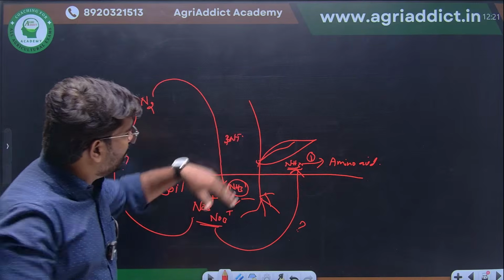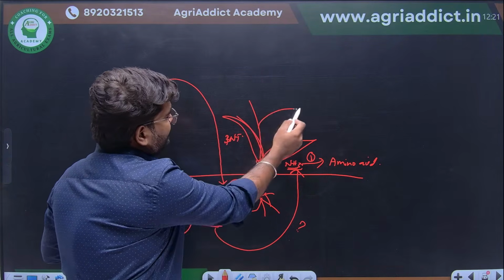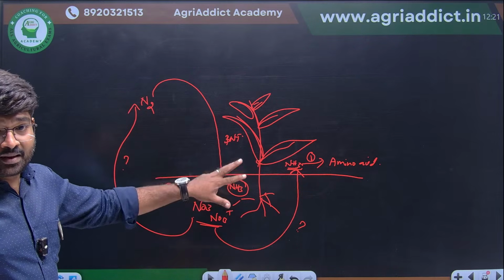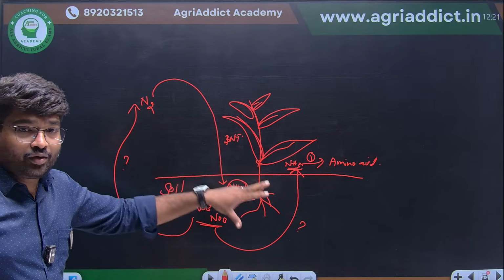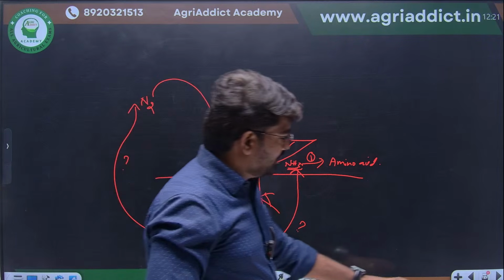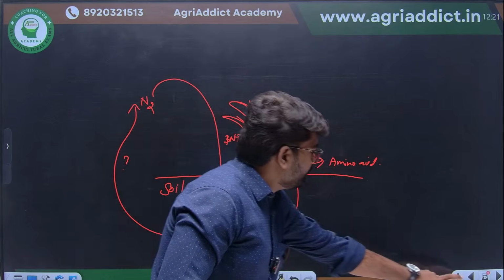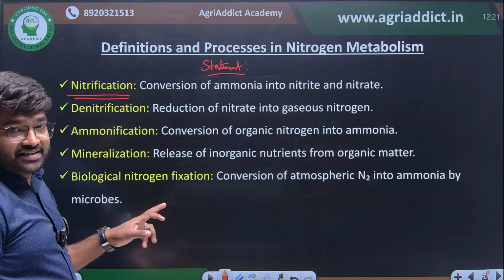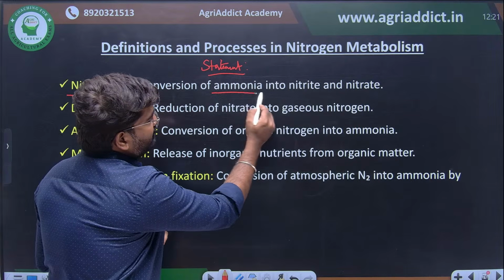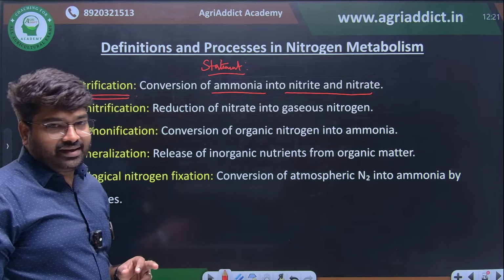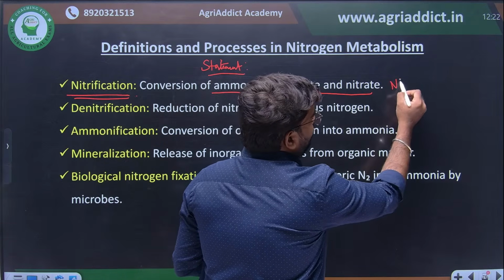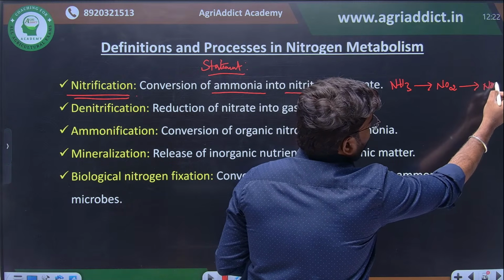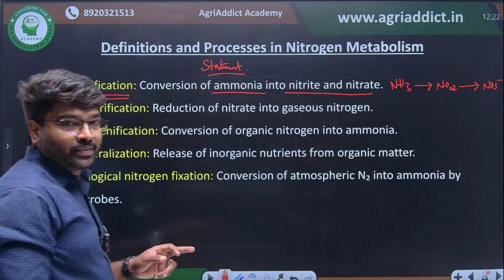So there are multiple processes. First we are going to see the basic definition of each and every process, and then we are going to see deeply about each and every concept. First definition: what is meant by nitrification? Nitrification is the process of converting ammonia into nitrite and nitrate. So ammonia will be converted into nitrite, and this nitrite will be converted into nitrate. This is the process of nitrification.